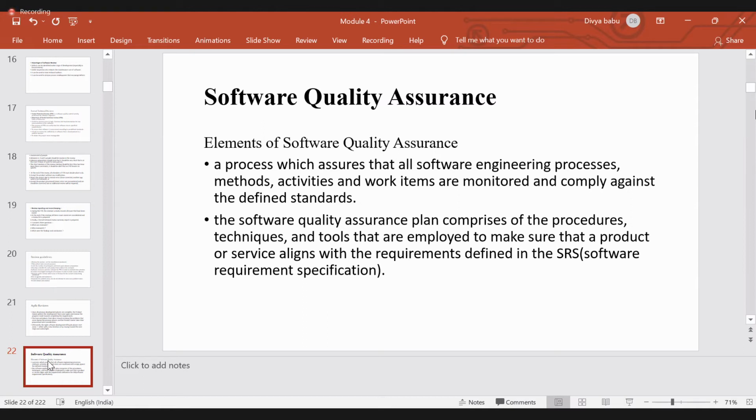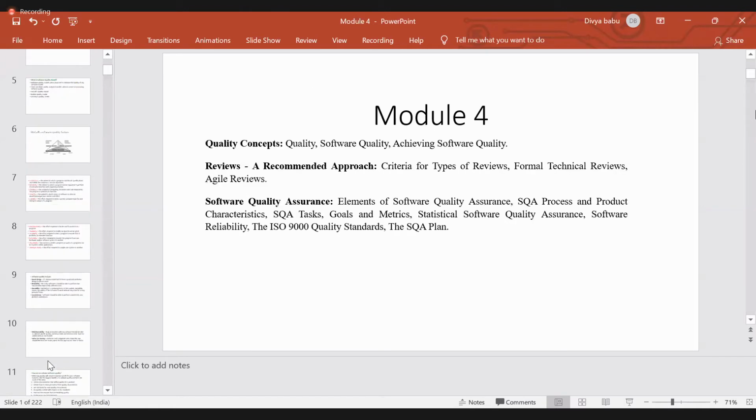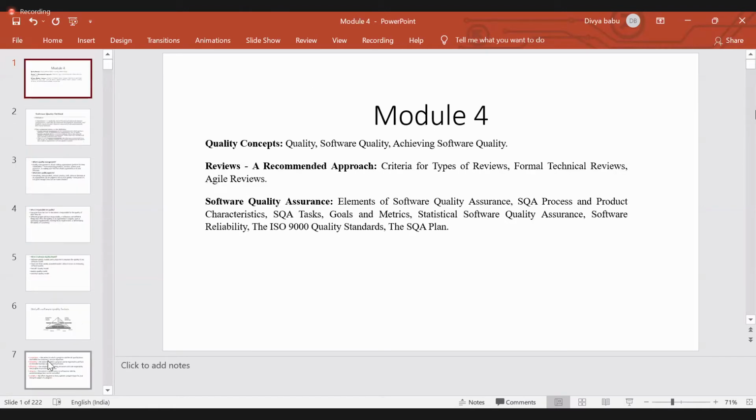Next is software quality assurance. Check the syllabus. In software quality assurance, we should learn about elements of software quality assurance, software quality assurance process and product characteristics, software quality assurance tasks, goals and metrics, statistical software quality assurance, software reliability, ISO 9000 quality standards, and the software quality assurance plan.